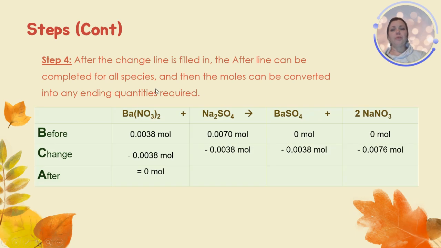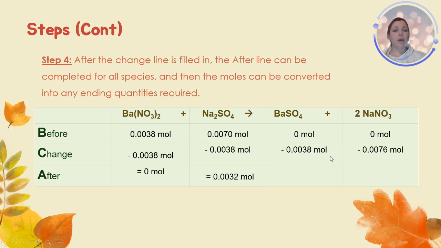Okay, and then the moles can be converted after that. So we've got our 0.0038, which ran to 0, which we know because that was our limiting reagent. We can take our 0.007 and subtract 0.0038, and we'll get what's called our excess. So this is our excess reagent, which is 0.0032 moles.